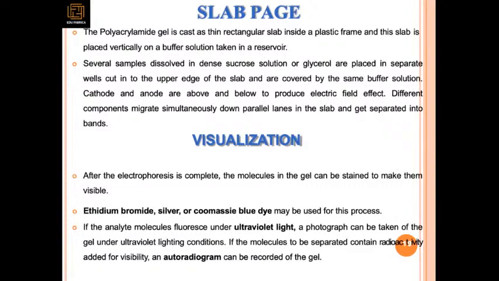Then for visualization, after the electrophoresis is completed, the molecules in the gel can be stained to make them visible. So ethidium bromide, silver, or Coomassie blue dye may be used for this process. If the analyte molecules fluoresce under ultraviolet light, a photograph can be taken of the gel under ultraviolet lighting conditions. If the molecules to be separated contain radioactivity, an autoradiogram can be recorded of the gels.